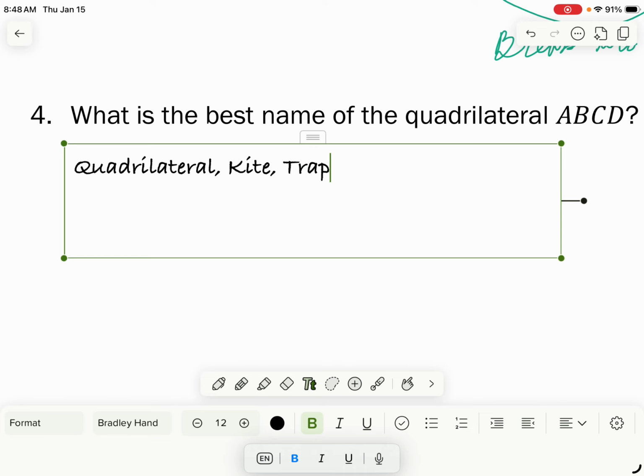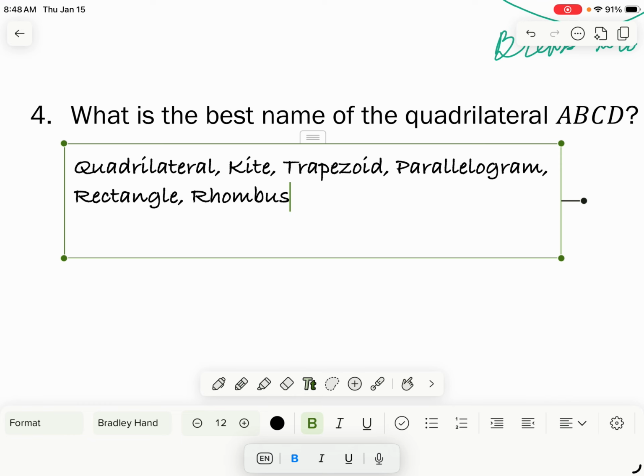Then there's a trapezoid. Okay, and the trapezoid is where there is exactly one set of parallel sides. Then we have the parallelogram. The parallelogram has 2 sets of parallel sides. After the parallelogram, we have the rectangle. A rectangle is a parallelogram, but it also has some extra requirements. Specifically, all 4 angles should be 90 degrees. Now, there are some other properties, but that's the one we're going to talk about. Then there's a rhombus.